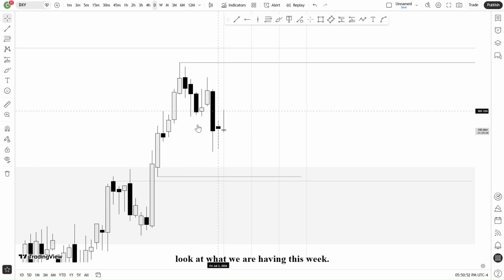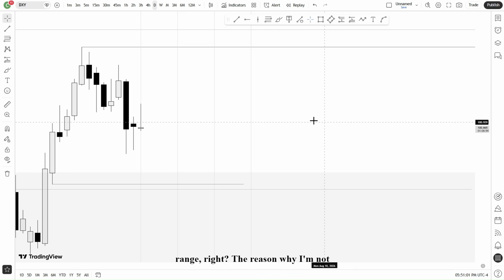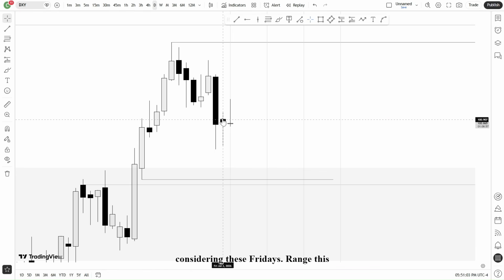So let's take a look at what we are having this week. So I'm still bearish this week, but I cannot be anticipating trades without a range, right? The reason why I'm not considering this Friday's range, this turtle soup or Friday's high as my real turtle soup is that I'm not expecting the high of this week on Monday. Trust me, because I want to see some reaction, some reactions and they come back.